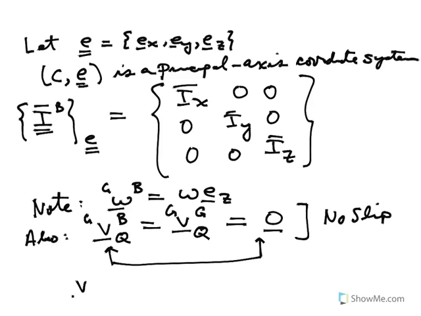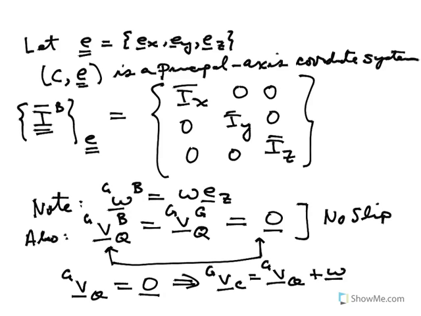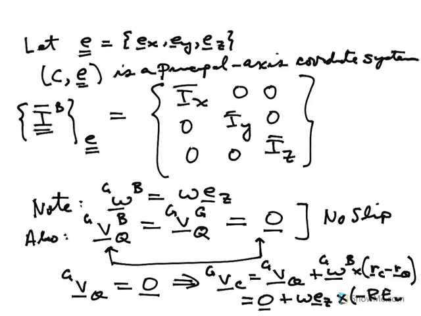So as a result, the velocity of point Q on the ground has to equal 0, which tells me how to compute the velocity of the center of mass. The velocity of point C, which is the velocity of the center of mass, is equal to the velocity of point Q plus the angular velocity of the body in the ground crossed with RC minus RQ. But the velocity of point Q is 0 because of the no-slip condition, and this is omega Ez crossed with minus R Ey, the way I have it configured, right?